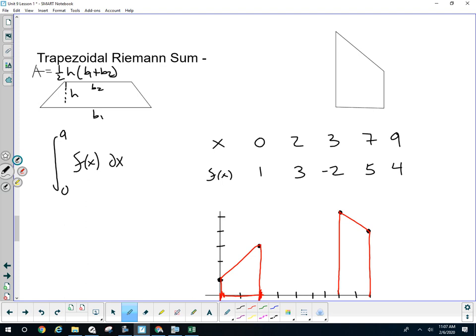All right, well, now our trapezoids look like this. What is the visualization of H if our trapezoid's on its side? Yeah, it's the width. What used to be the height is now the base. And then here, the bases turned out to be what's on these? Our heights.